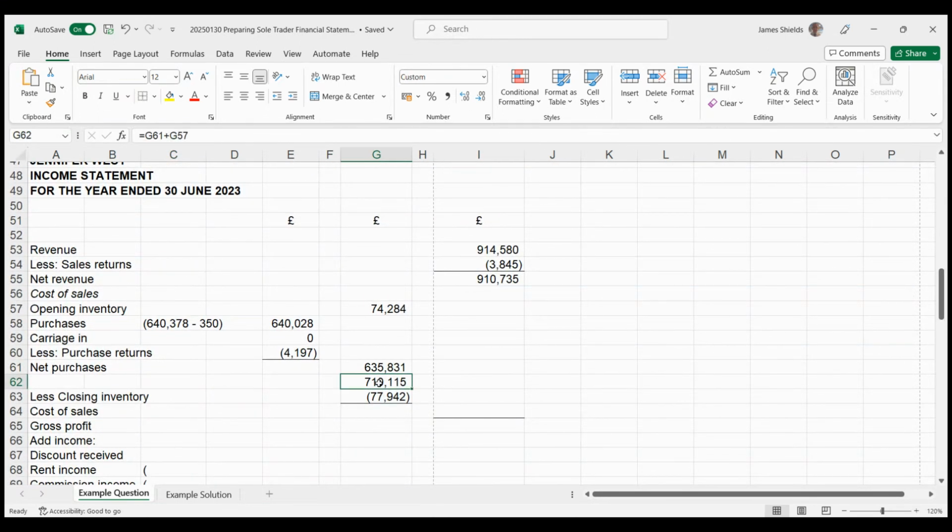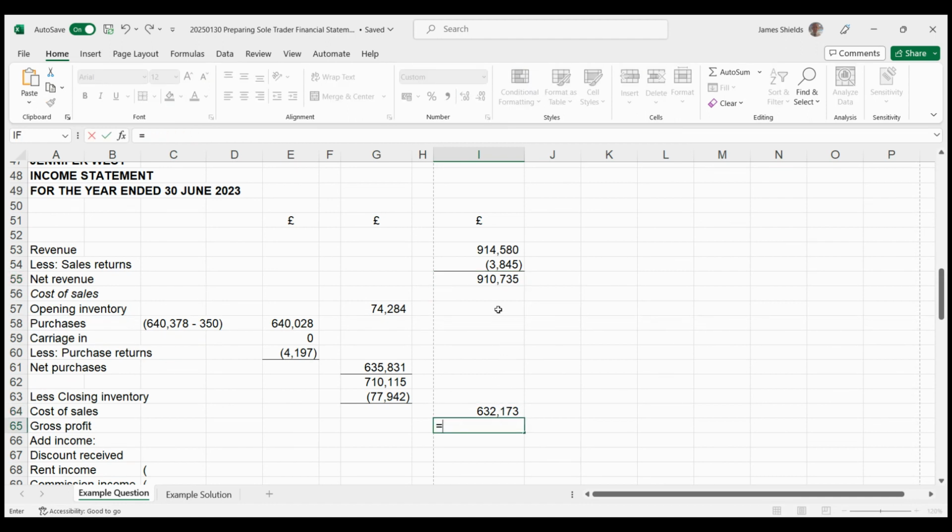Now, 710,115 is the opening inventory plus net purchases. We take away the closing inventory, we will then get the cost of sales. So it's the cost of goods that have actually been sold. And it comes to 632,173.